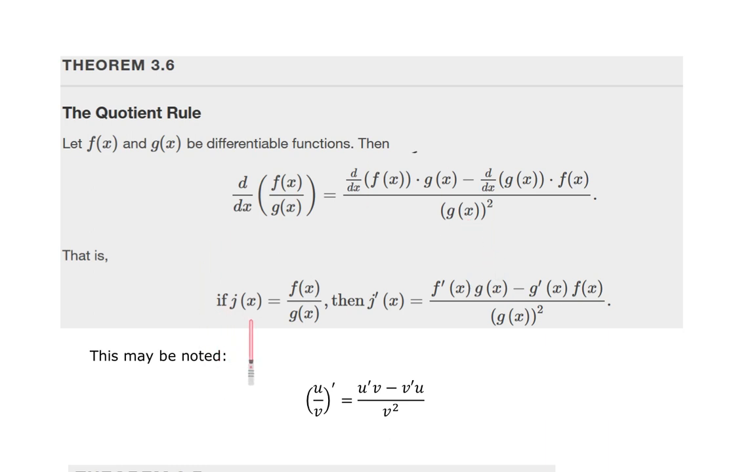So if j of x is equal to f of x divided by g of x, then j prime of x is going to be f prime of x multiplied by g of x minus g prime of x multiplied by f of x, all divided by g of x, the quantity squared. Now, if you see it in uv notation, if we have u over v prime, it's going to be u prime v minus v prime u over v squared.